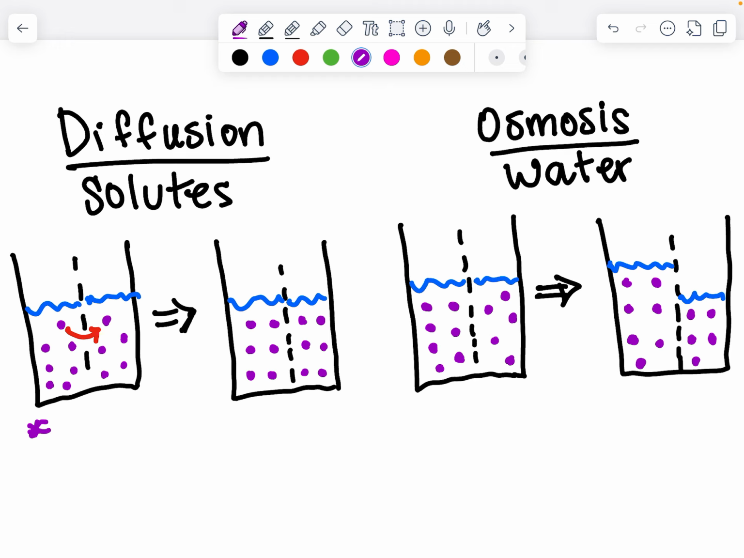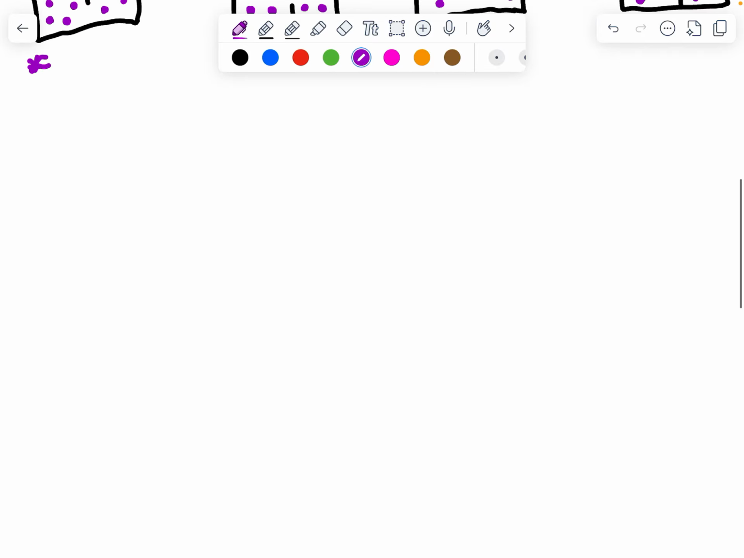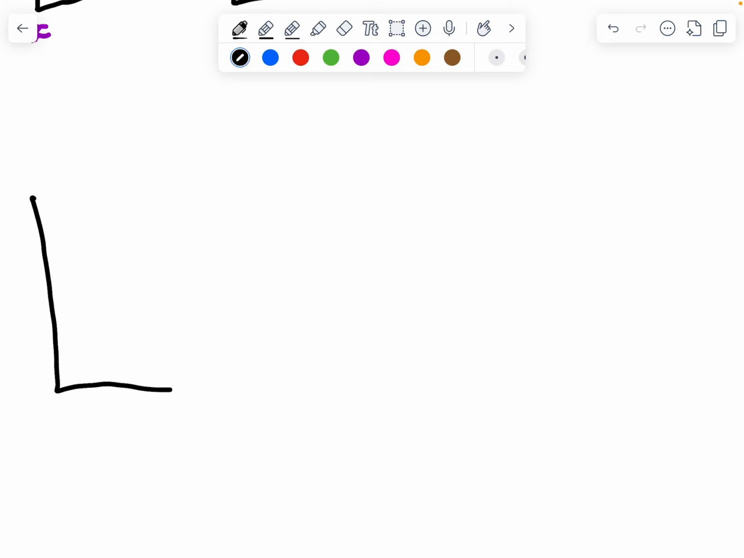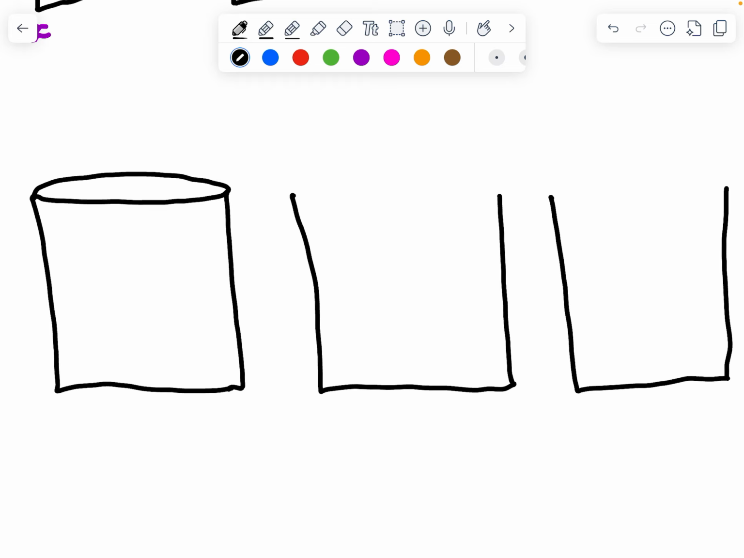Now, every time we talk about osmosis, we're also going to talk about tonicity. Tonicity is simply having a hypo, hyper, or isotonic solution surrounding your cell and predicting what can happen to the cell based on the solution around it. So we're going to draw out 3 beakers. And in each of these beakers, we are going to put water, solutes, and a cell.